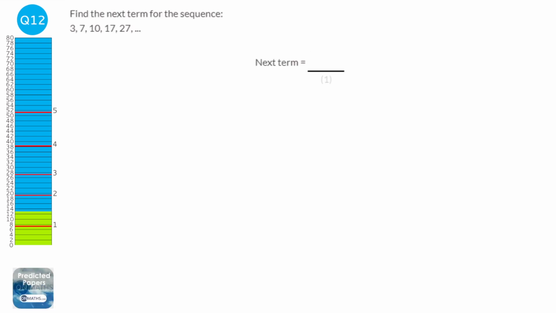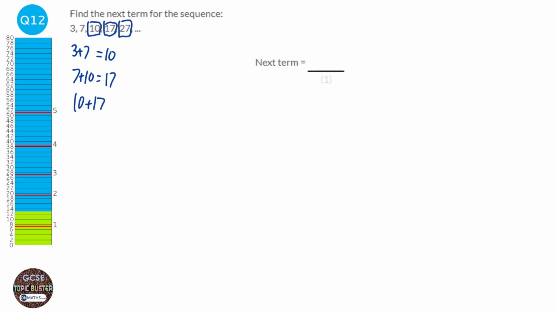So what we do is we notice that to get this 10, we add the 3 and the 7. To get this 17, we add the 7 and the 10. And to get this 27, we add the 10 and the 17. Whenever we have this kind of sequence, it's called a Fibonacci sequence. You essentially add the previous two terms to get to the next term.